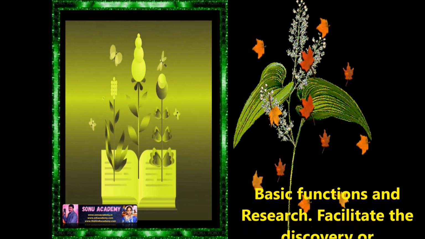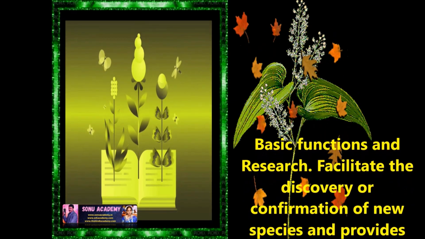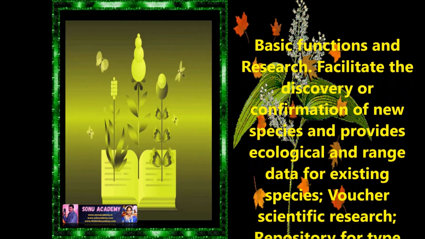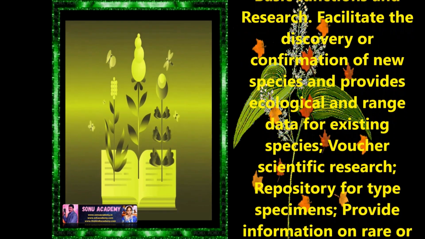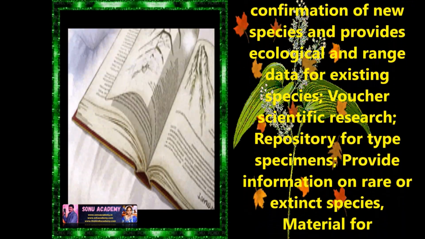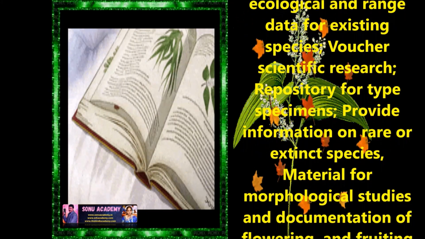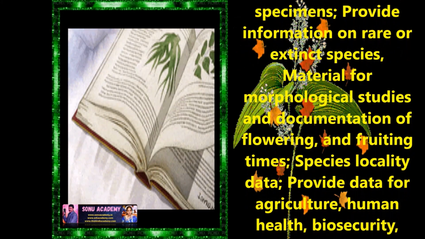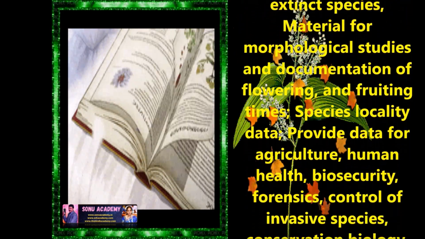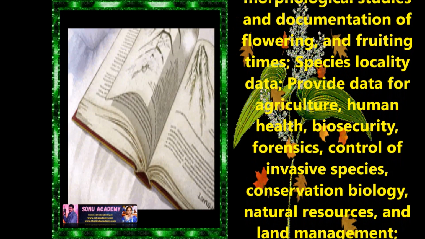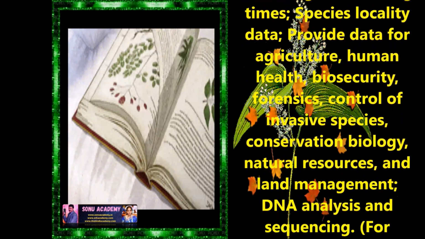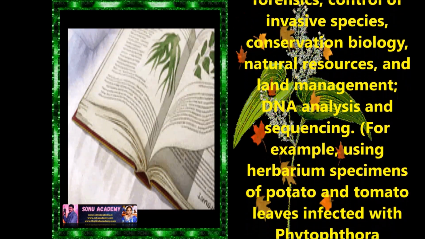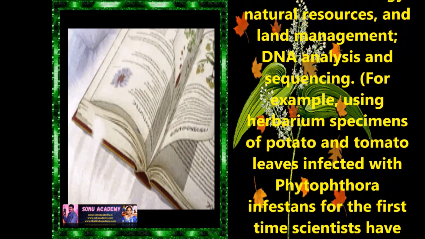Children, now let us discuss what we can do with a herbarium collection. We can use this herbarium collection for basic functions and research work, and it also facilitates the discovery or confirmation of a new species and provides ecological and range data for existing species. It supports scientific research, and is also a repository for type specimens, and it provides information on rare or extinct species, and it gives material for morphological studies and documentation of flowering and fruiting times. It also gives species, locality and date data.